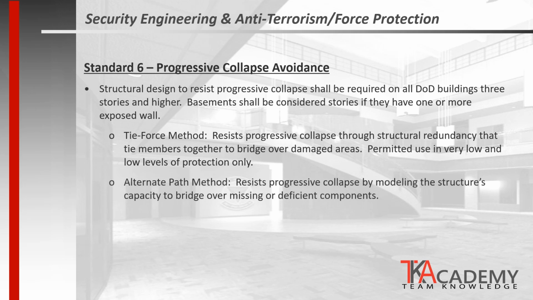The second method is the alternate path method. The alternate path method resists progressive collapse by modeling the structure's capacity to bridge over missing or deficient components. The idea behind this is that if a building has a column that is blown out or destroyed along the exterior wall, the rest of the building will not collapse.